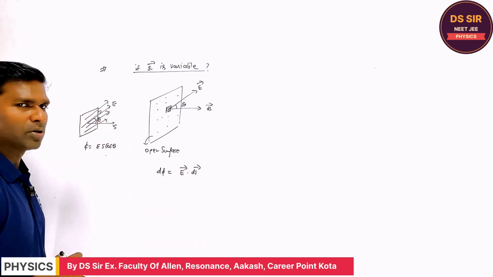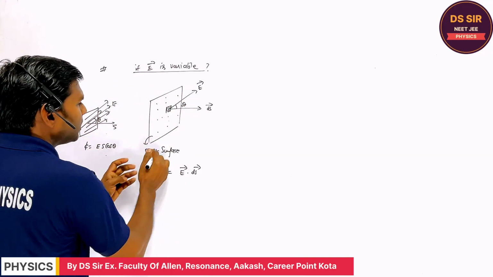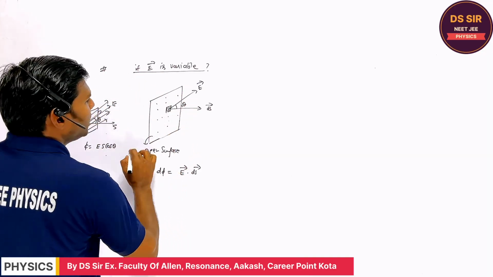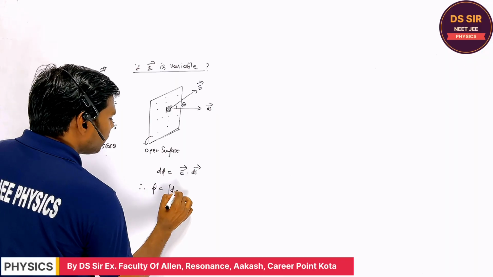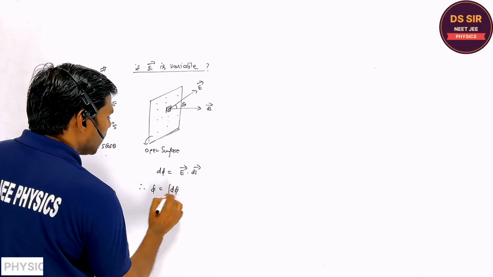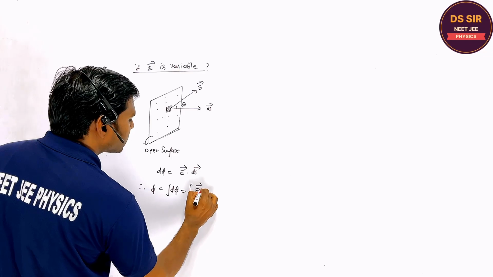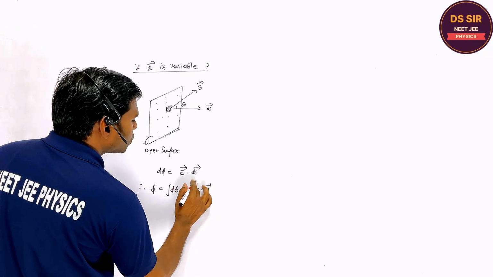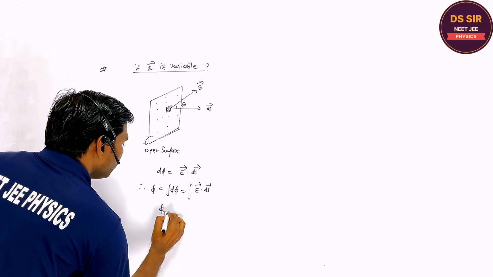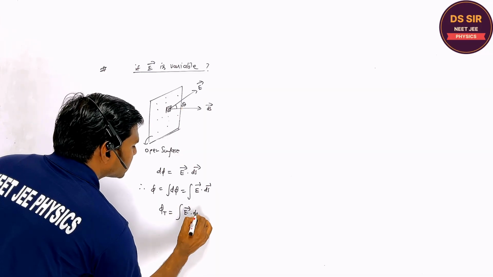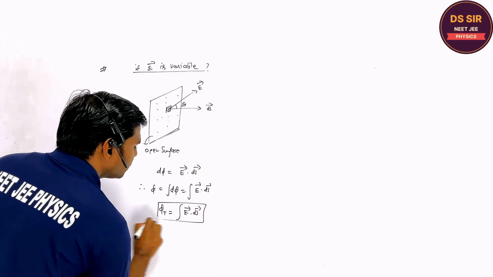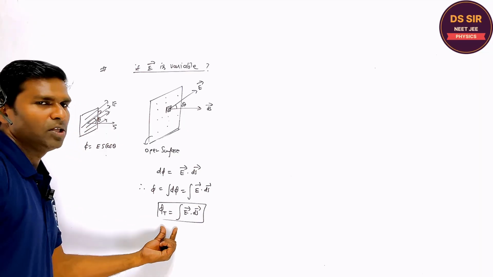You understand or not? And if you want to find the total electric flux linked with this surface, what you have to do? To find the net flux, you have to integrate this E dot ds. Is it clear or not? So this is the way. The total flux is nothing but the integral of E dot ds. Is it clear or not, you tell? Right. In this way you can find.